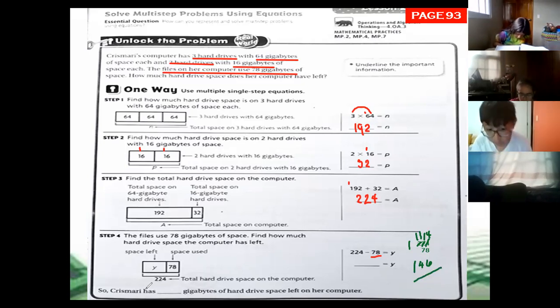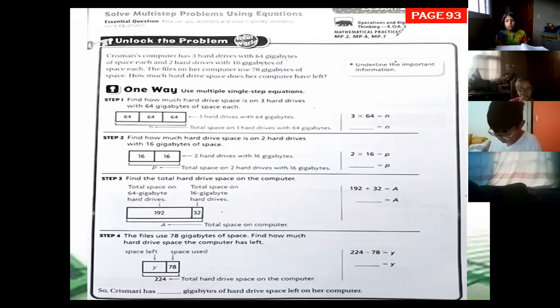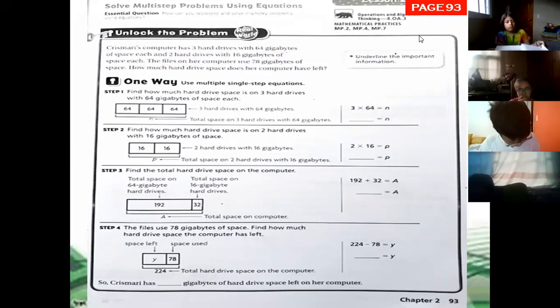So Chris Mari has 146 space, 46 gigabytes of hard drive space left on their computer. So it means that she has a lot of space yet to take more pictures or those little videos, okay? So we're going to the next page, and nobody tell me, Miss, wait, I haven't finished, because you have to be working with me.